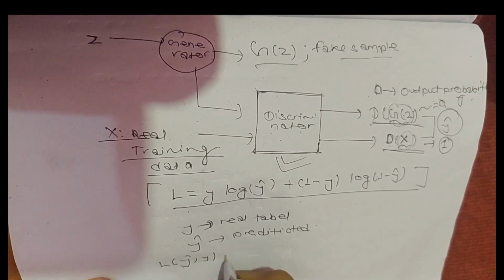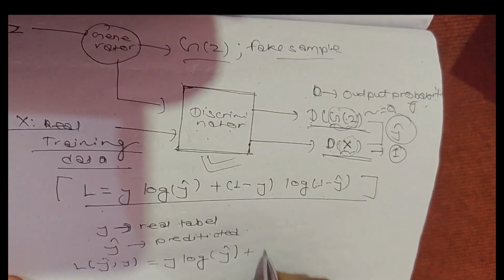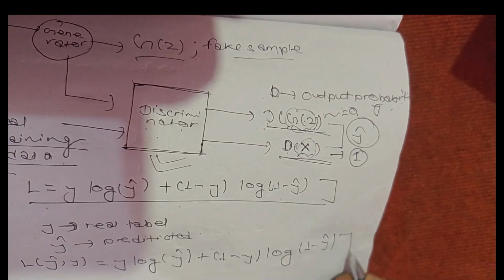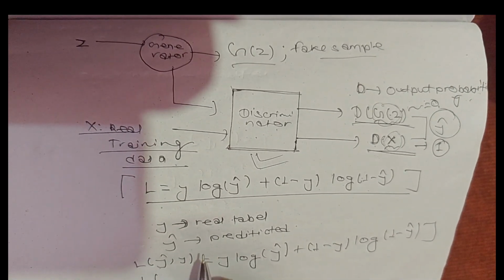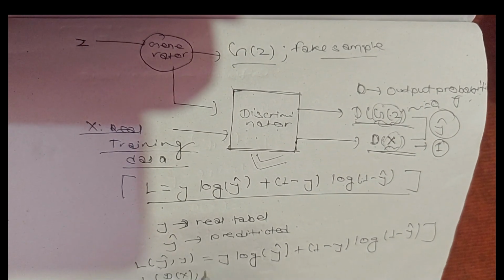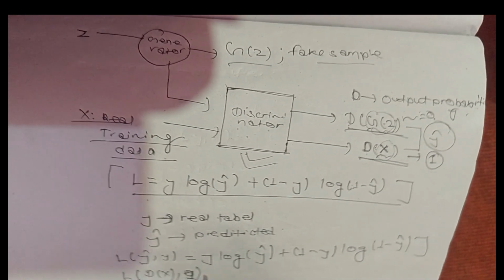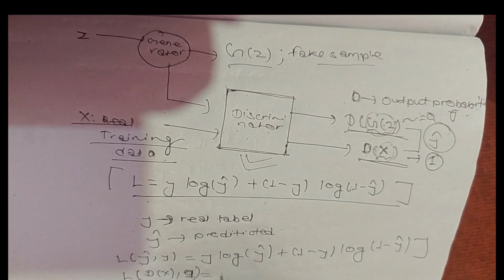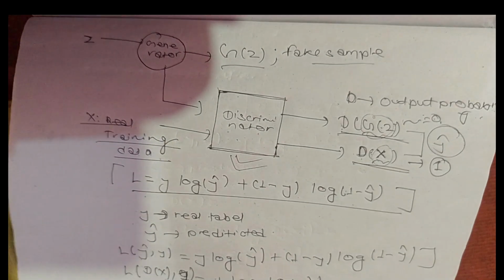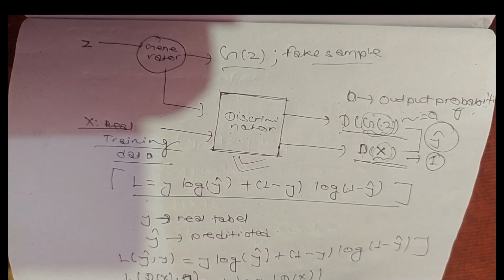Y hat to y, and this is the same loss function as I've already written. This is a two variable function, so I will write it again: 1 minus y hat. First of all, give the label d of x. For the real, we'll do d of x. This is our real label, because d of x is not 0 but 1. So for the real label this is 1, and the value will be log of d of x. This is our predicted value, it should be 1. So this is the loss function.